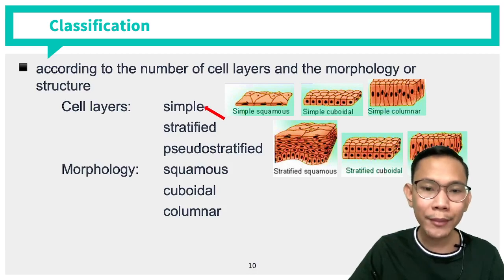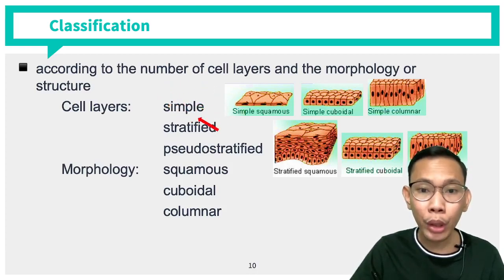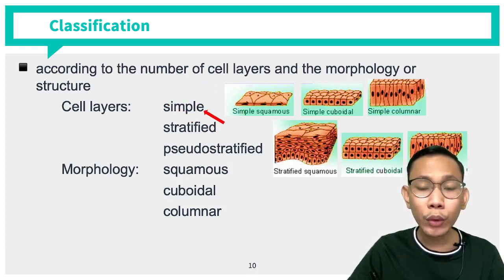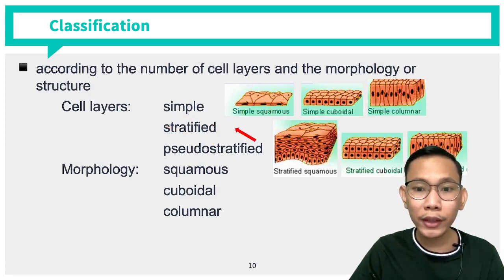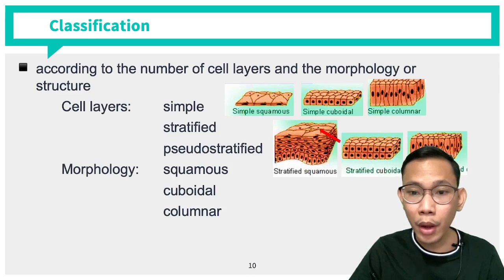Again, when we say simple, it's only composed of one layer. For example, these are simple examples of your epithelium. It is only composed of one layer. When we say stratified, on the other hand, it is composed of more than one layer, as you can see in this diagram.